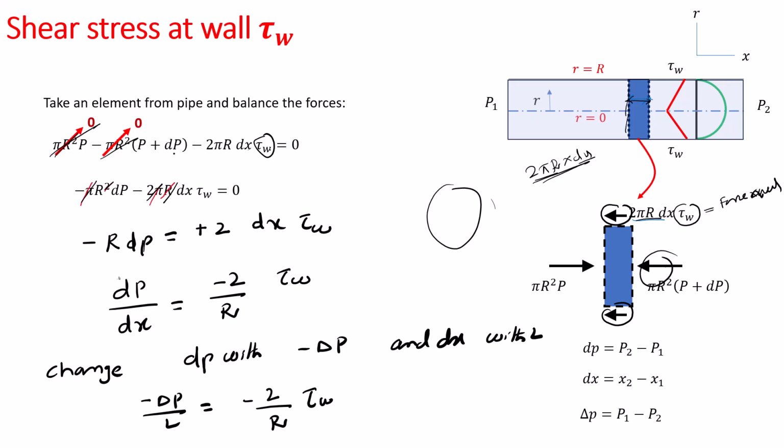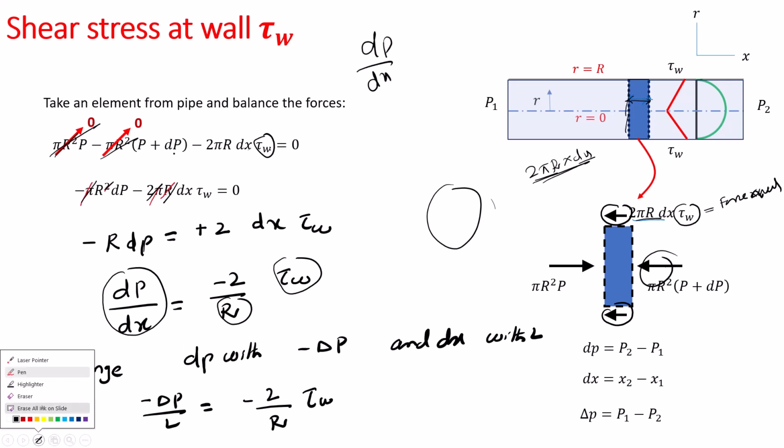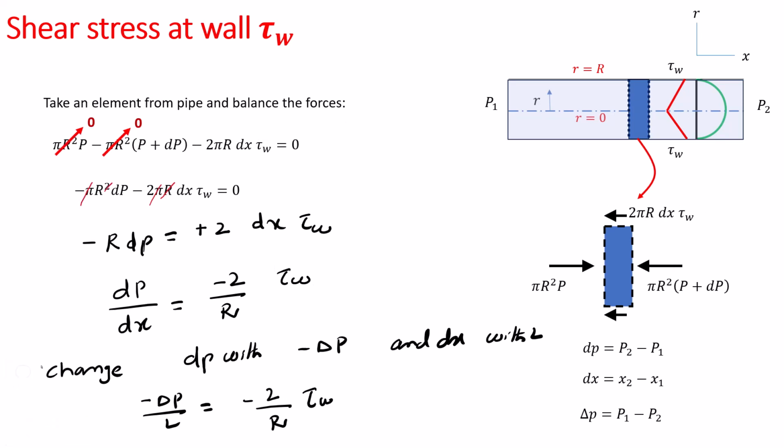It means that now I can find the pressure gradient from the wall shear stress, or I can find the wall shear stress from the pressure gradient, because r is constant. Please keep in mind that this dP by dx is the pressure gradient along the pipe length. And this value will be negative, because pressure is decreasing along the length. So you will see that the pressure will be higher and it will be decreasing like this.